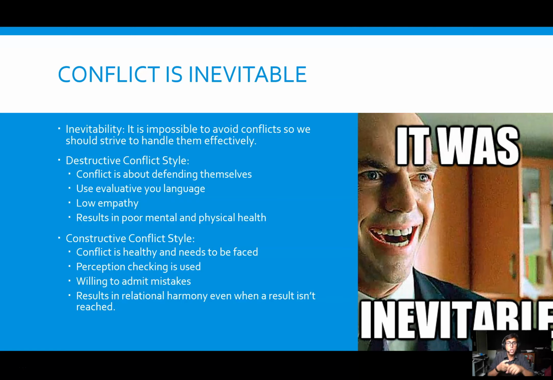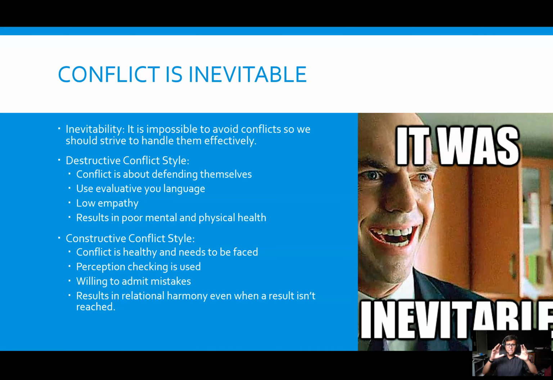Destructive conflict styles use conflict where it is about defending themselves using evaluative you language. You do this, you do that, you are this, you're being unreasonable. Also, with that last one, low empathy, no real care or understanding of the other person. You are being unreasonable. You just don't understand.